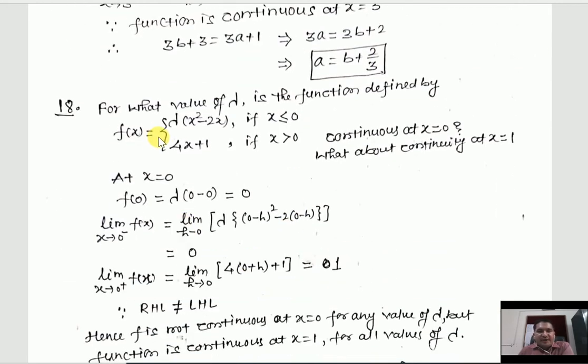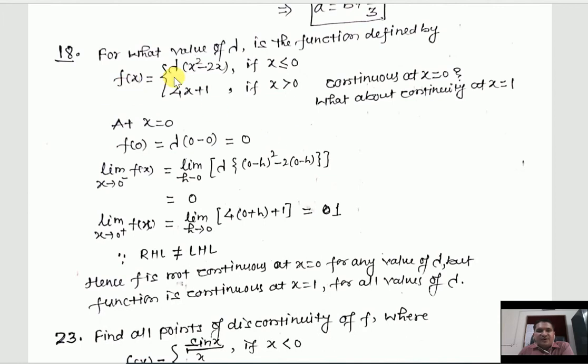Question number 18: for what value of lambda is the function defined continuous at x equal to 0, and is the function continuous at x equal to 1? What about continuity at x equal to 1? So first we will check whether the function is continuous at x equal to 0 or not, and if it is continuous, then what will be the value of lambda? So f(0) will be equal to what? 0. Put the 0 over here, you will get 0 only. Now the left hand limit, again this value you have to take.